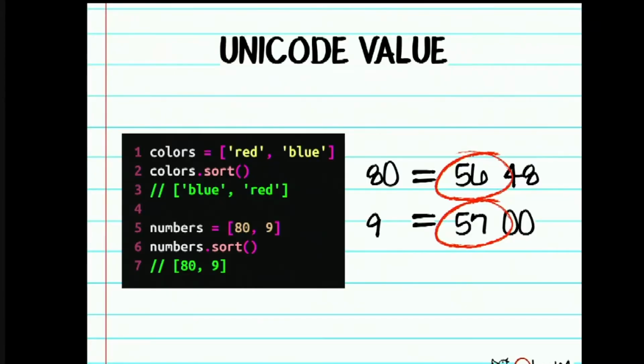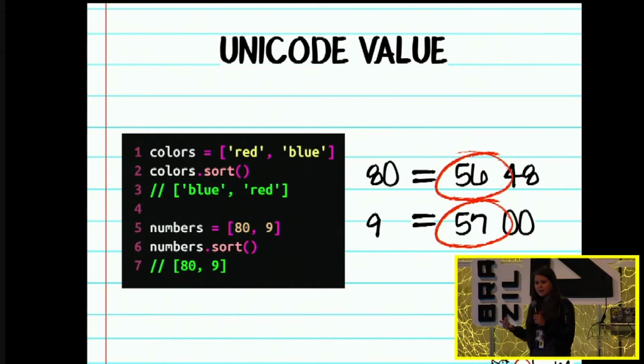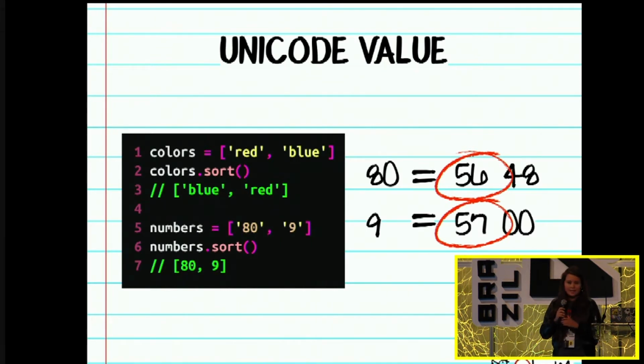So an example of this is, imagine we have these two arrays. We have the first one, a colors array with red and blue. We call the sort function. And basically what JavaScript is doing is sorting these elements alphabetically. So then we have blue coming before red, and that just makes sense. But what happens if we have a numerical array with an 80 and a 9? For JavaScript, this will be the exact same thing as if the 80 and the 9 were strings, because JavaScript is just converting the number back to string.